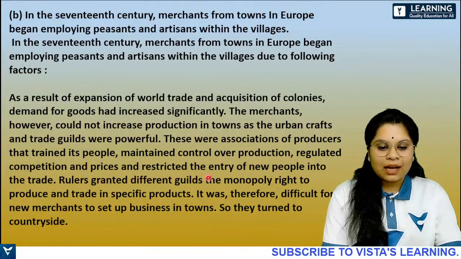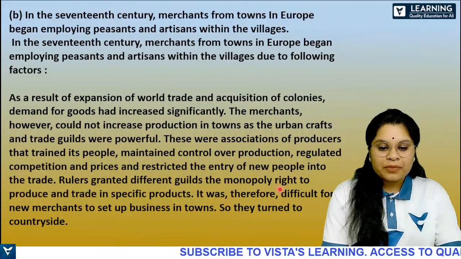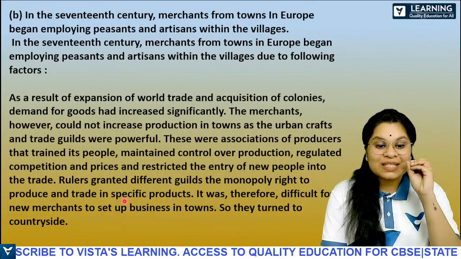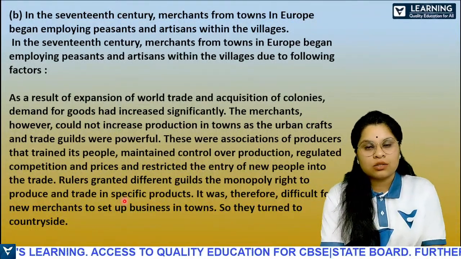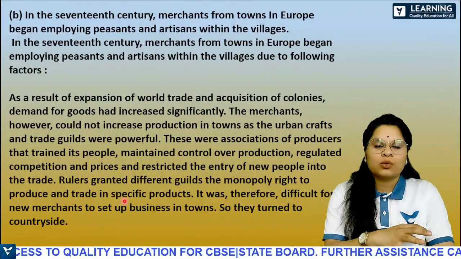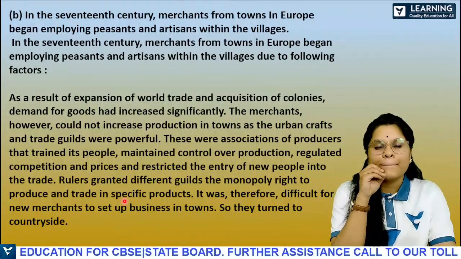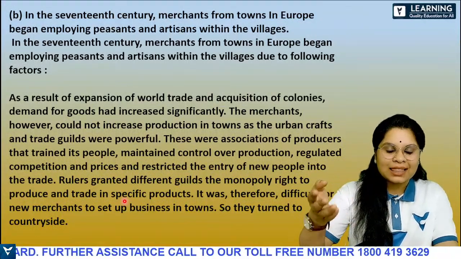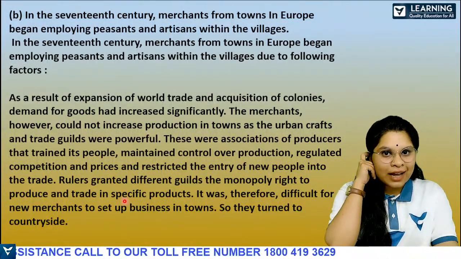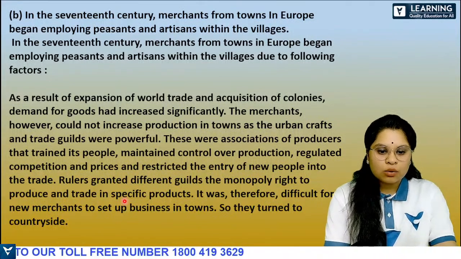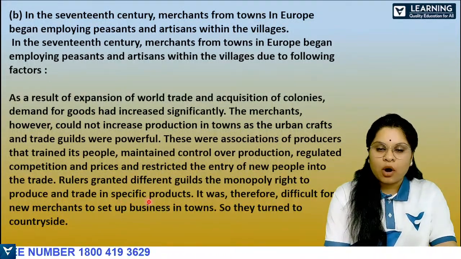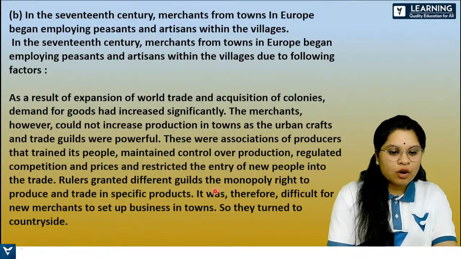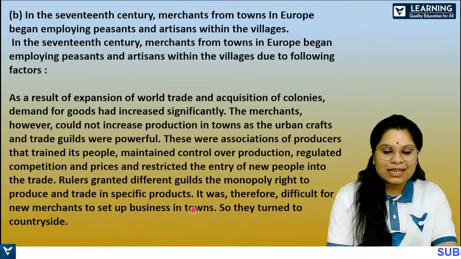So rulers granted different guilds the monopoly right to produce the trade in specific products. So the output that was there played a major role. That is how we go to the market, right? And if it is nice, only then people get attracted and they're going to buy things. So definitely the product had to be very good, really good. It was therefore difficult for new merchants to set up business in towns.